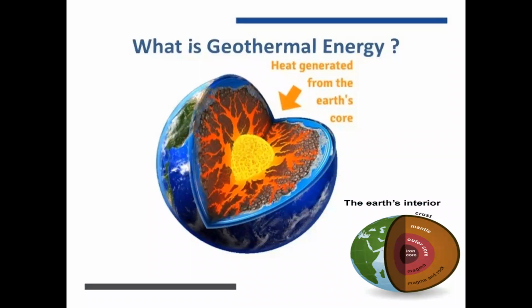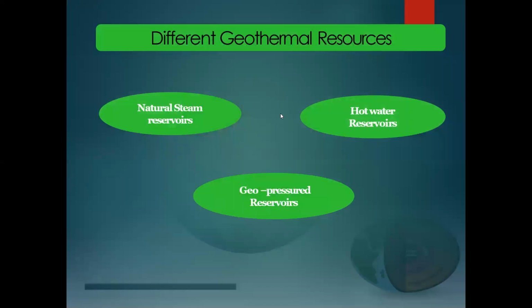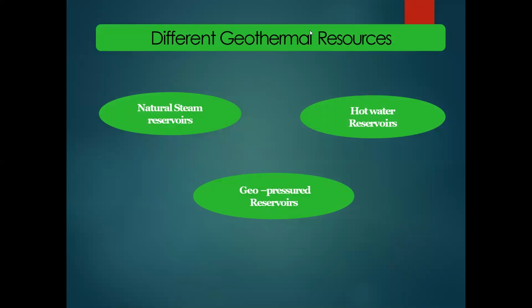So this is how the earth's core looks like, and this is basically how the different layers are settled in the Earth's core. So different geothermal resources. We have three different sources: natural steam reservoirs, hot water reservoirs, and geopressure reservoirs.